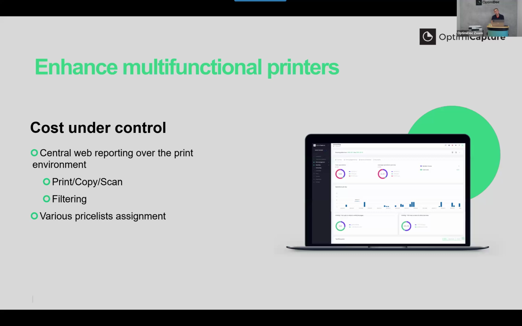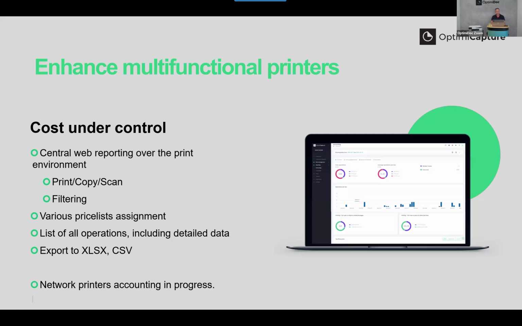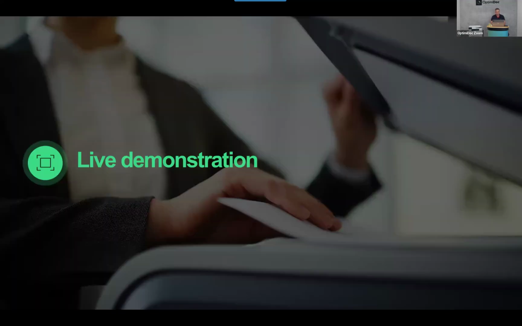And what is important is that you can assign to the different devices a different price list. All the information could be exported to Excel or CSV. And one note, network printer accounting is in progress. So with this release, we are not providing the accounting of the print jobs on these network devices, but this is coming, be sure. So let me do the live demonstration of the integration.